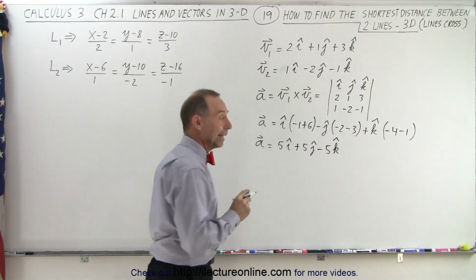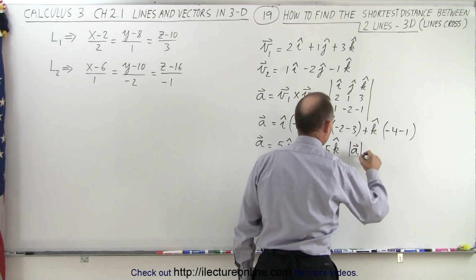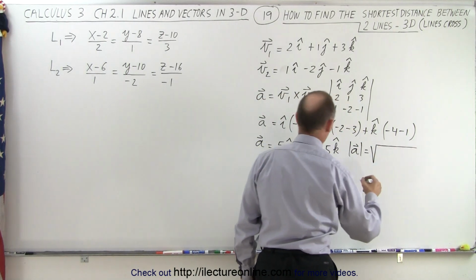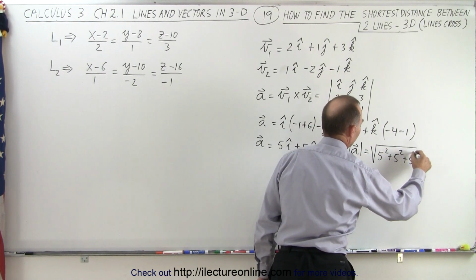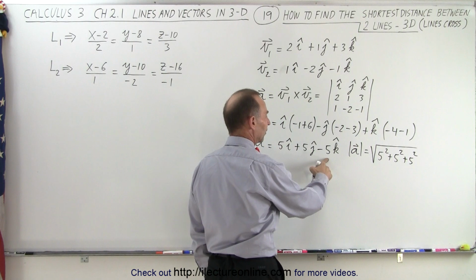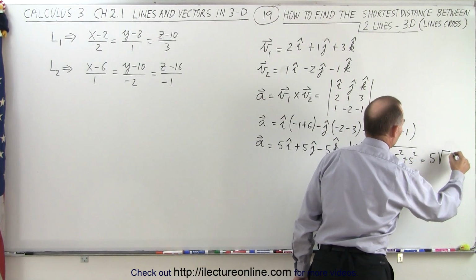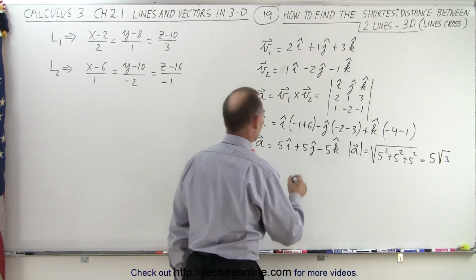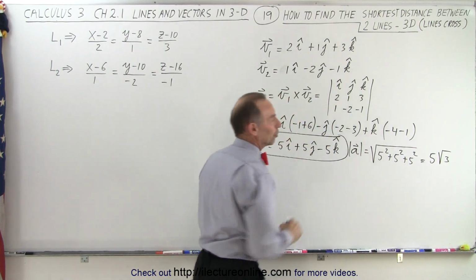There we go. And then to find the magnitude of that vector, the magnitude of vector A would be equal to the square root of 5 squared plus 5 squared plus, well, since it's squared, we'll just take the positive value of this. And so that would be equal to 5 times the square root of 3. And so here we have vector A and the magnitude of vector A.